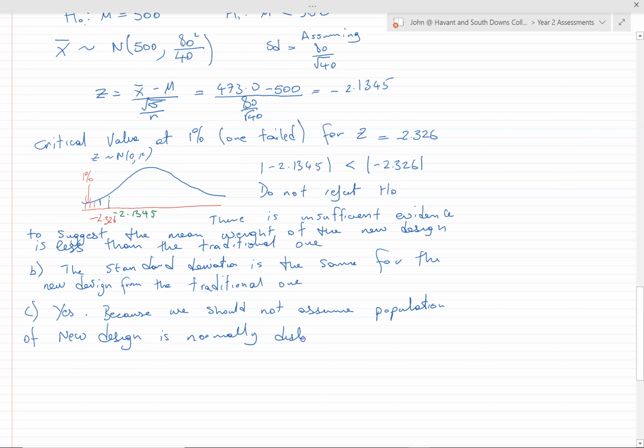Now looking at the mark scheme, this is strange. You could say yes or no and still get the mark. If someone said no, because you can assume it's normally distributed, that also got the mark. In fact, it got a little bit easier, because you had to explicitly say the new design is normally distributed, because we are told the population of the traditional design is normally distributed. So to get that mark with answering yes, you have to say new design. Whereas if you answer no, you can say because we know the population is normally distributed.